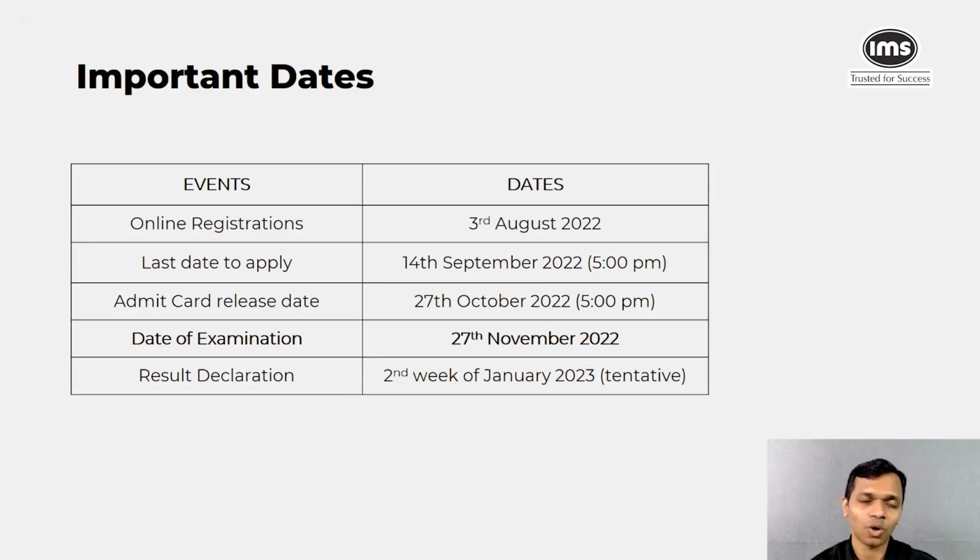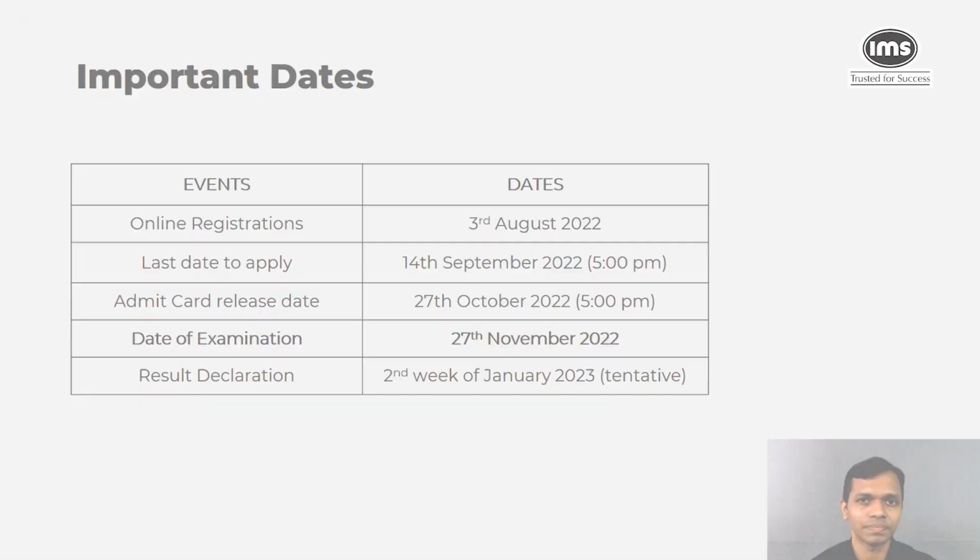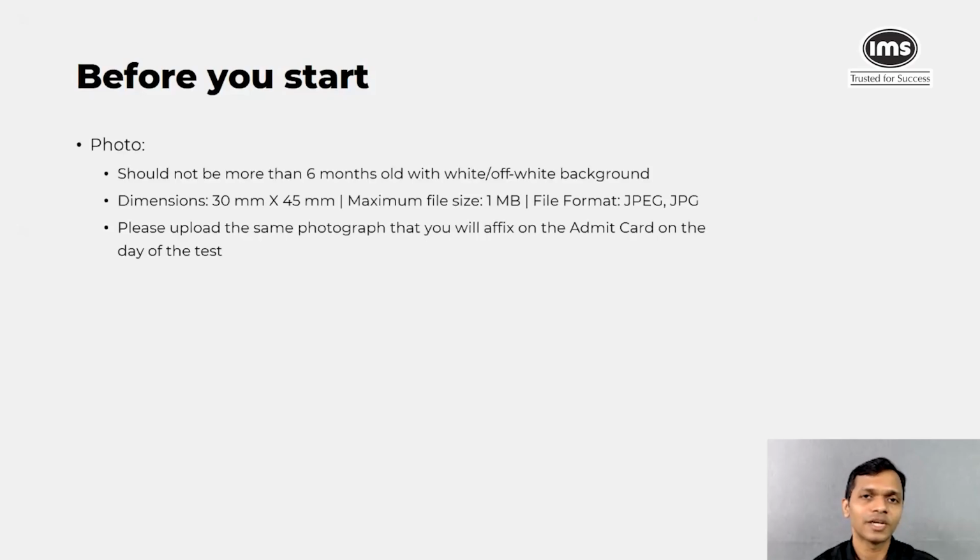Now let's talk about the documents that you need to keep ready before you start filling your own CAT application. So before you start, the first thing that you will need is, of course, your photograph. So with respect to photograph and signature, there are some specifications that they have given. For photo, it should not be more than 6 months old, and it has to have a white or off-white background. The dimension of the photo is supposed to be 30 by 45, and the maximum file size that you can upload is going to be 1 MB.